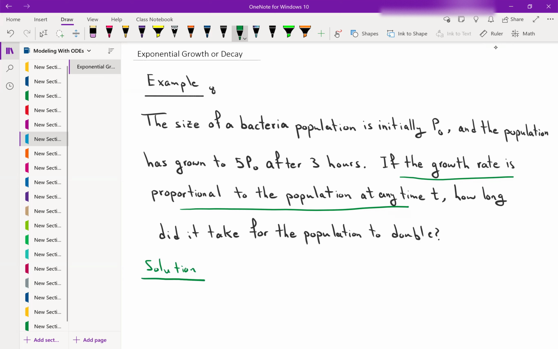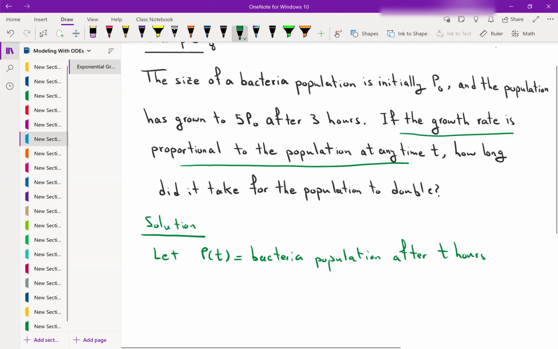Let P of t be equal to the bacteria population after t hours. As we shall see in a moment, there is a differential equation that this P of t must satisfy. There is a differential equation that governs P of t, the change in P of t.